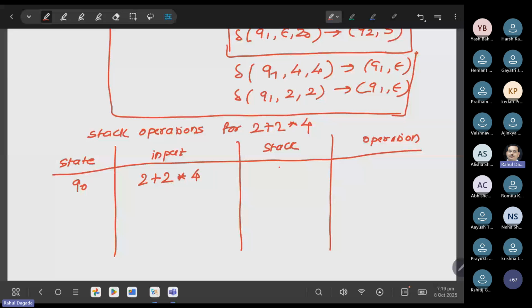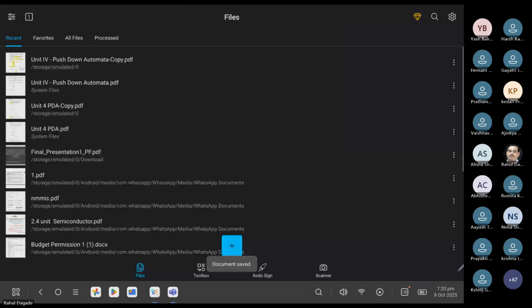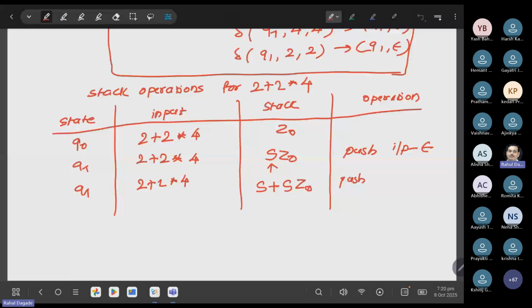Also for null input, what we will do is add its production. So S is popped from the stack and its production is added, that is S plus S Z0. And here what we are doing is a push. Which production S gives, S plus S, those productions are pushed onto the stack.